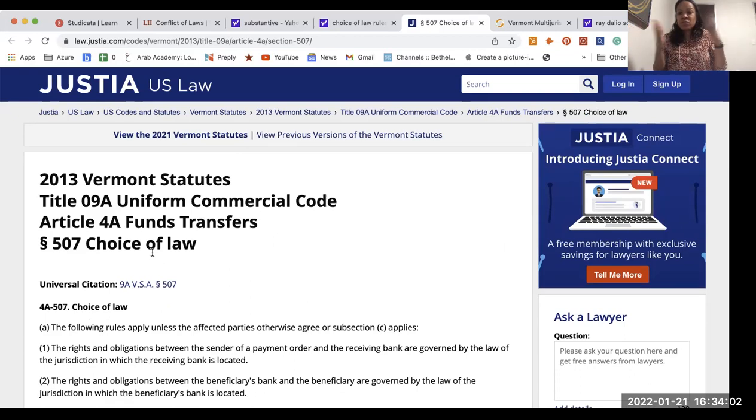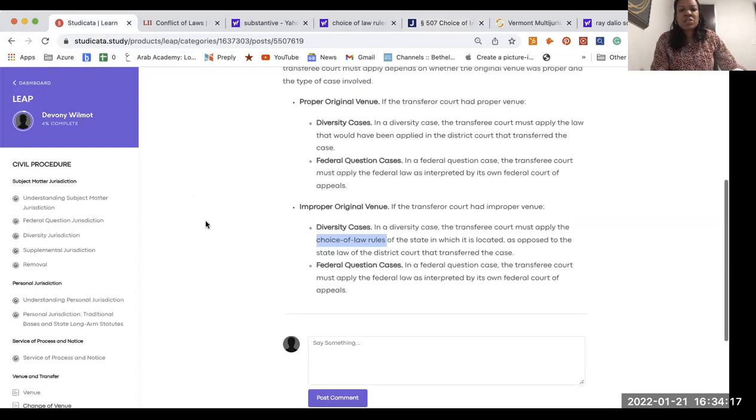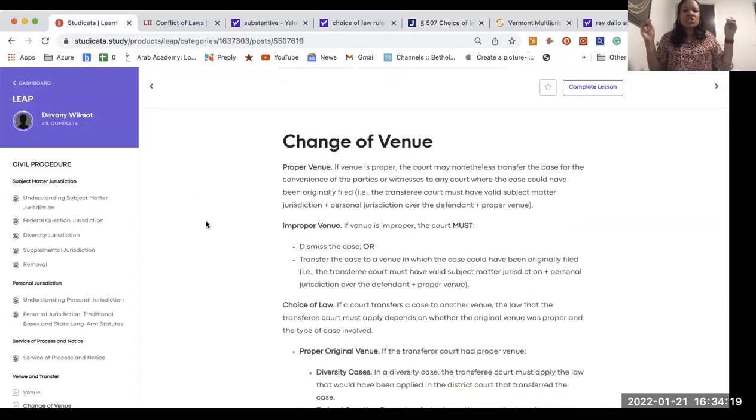What if we're dealing with a divorce or a family law, or divorce is family law, or if we're dealing with a car accident like we saw before, or some other type of negligence, whatever it is, it depends. So anyway, the point of all of this, if you've stayed with me this long, is we talked about change of venue, proper venue. The court may nonetheless transfer the case for the convenience of the parties or witnesses to any court where the case could have been originally filed.